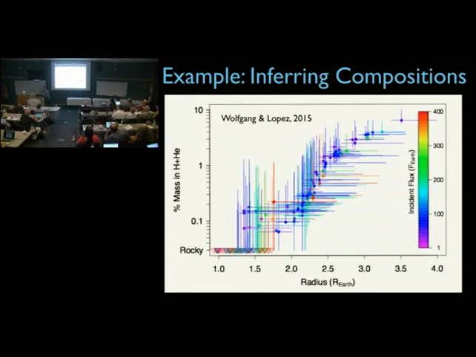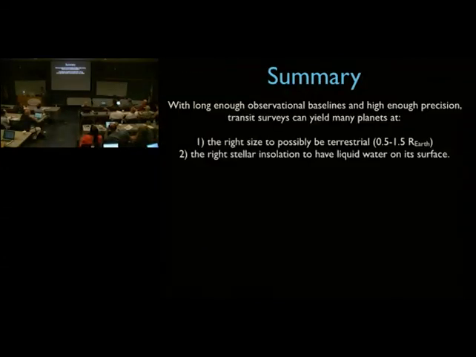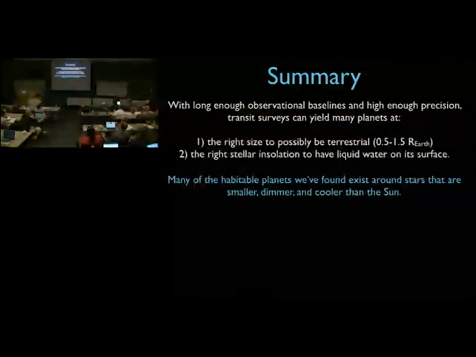This is the next closest step that we can do in order to understand the habitability of planets. In order to get those masses, we need radial velocities, because transit just does not get that for us for the vast majority of cases. So to summarize, with long enough observational baselines and high enough precision, transit surveys can yield many planets at the right size and the right stellar insolation.